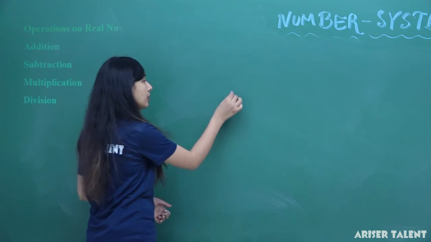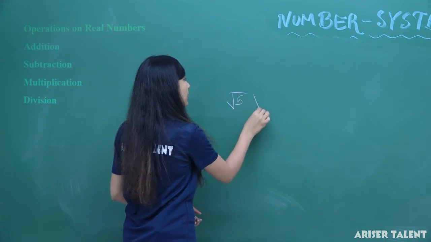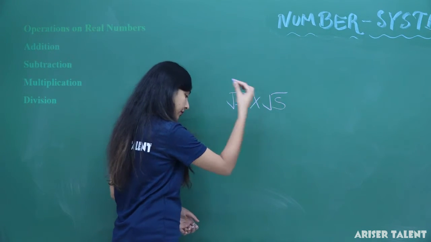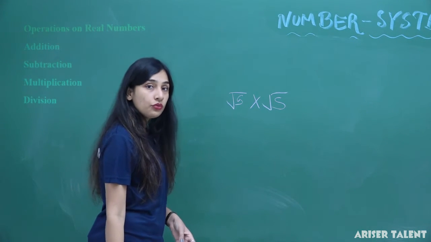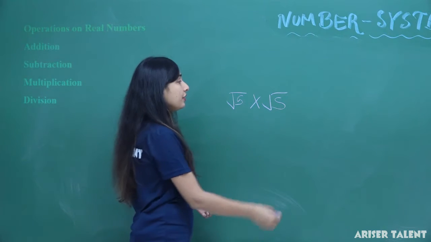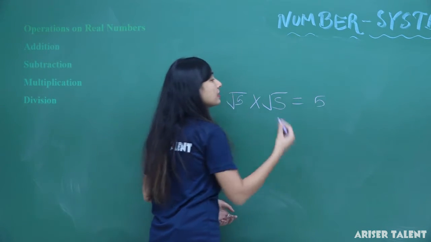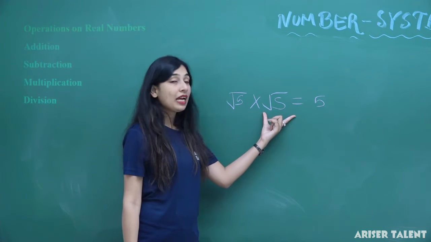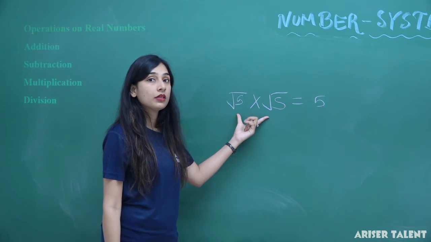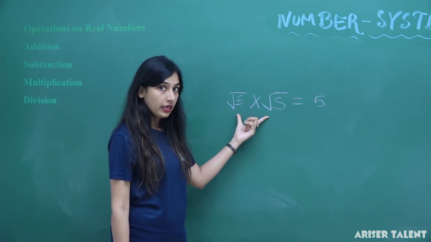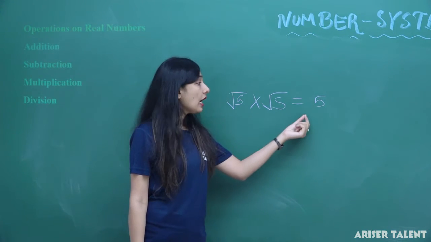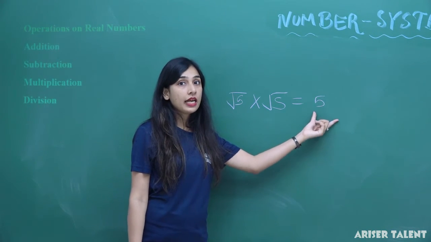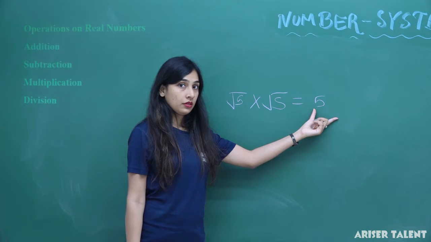Likewise, if I now tell you to multiply root 5 by root 5, what will it give you? It is giving you a 5. Root 5 multiplied by root 5, two irrational numbers. Okay, two irrational numbers are giving you a rational number.